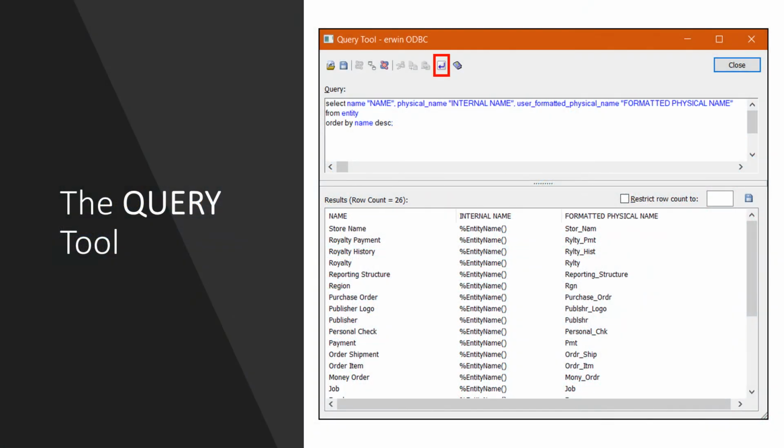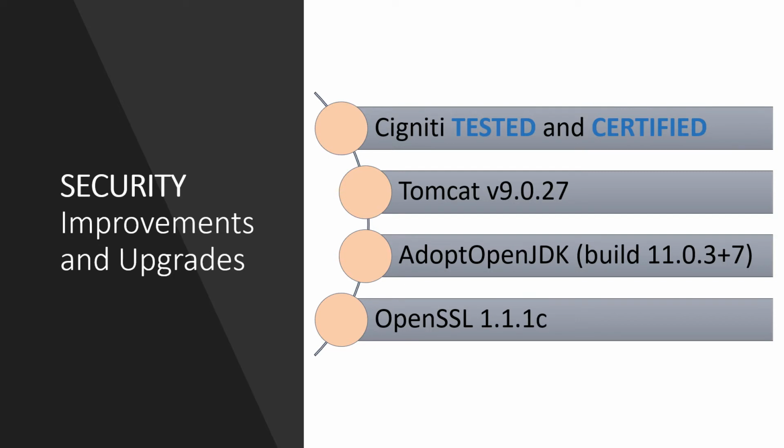Potential third-party component security issues related to the Erwin Query Tool have been resolved, and as a result, the Query Tool functionality is once again available for use in Erwin DM. For now, the functionality remains the same, but this may change in the future. We have made security improvements across the product.